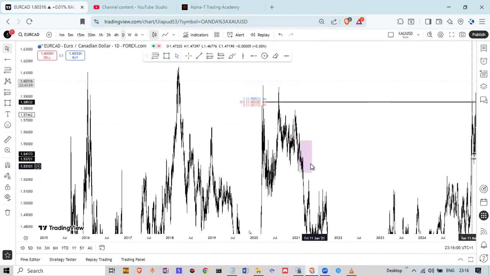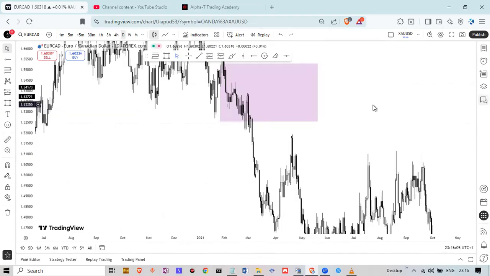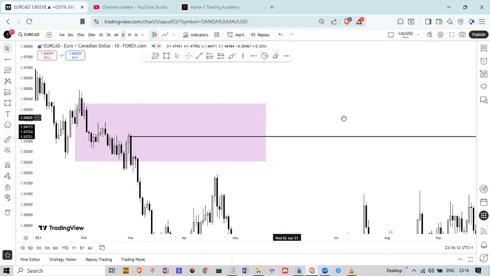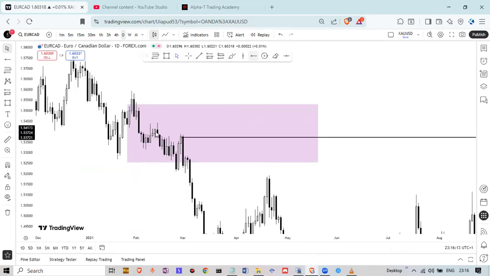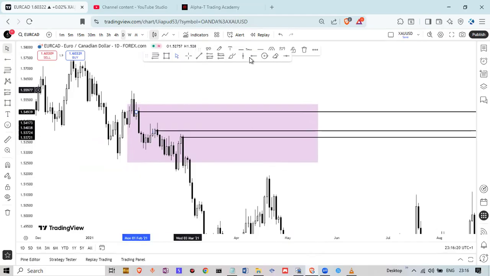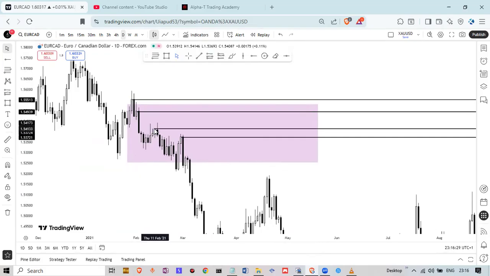Let's see if we can find some levels there that will resonate towards the right. Okay, so this is the level here, right? This is another level. This is another level. And this is another level. You can see that price has not come into any of them. So these levels are very, very fresh. They have potential.